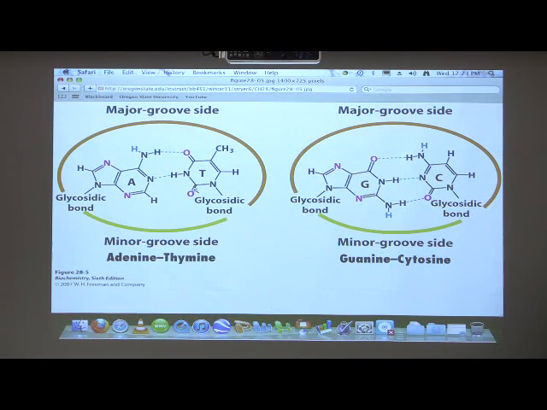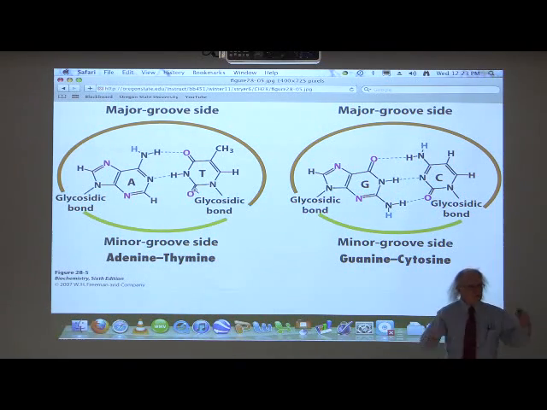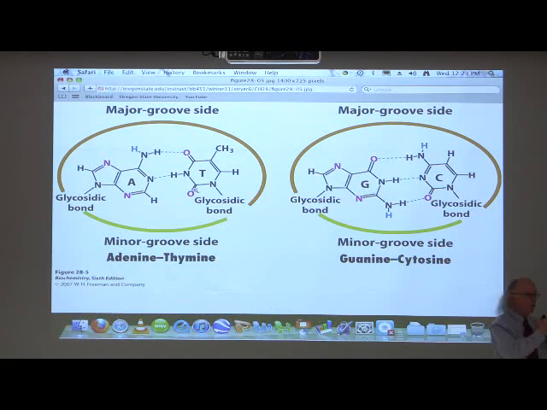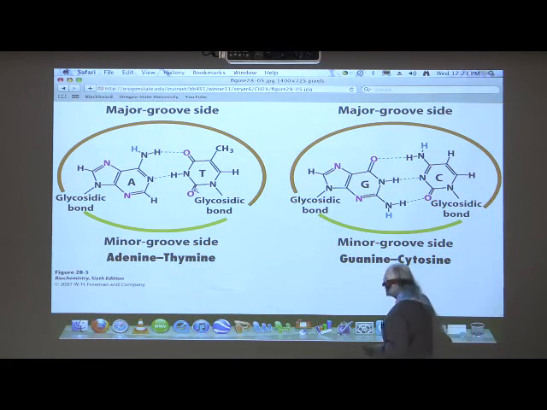That is important, as we will see later, because that means that GC base pairs are stronger. There's more energy holding them together. If we want to pull them apart, it takes more energy to pull them apart. AT base pairs only have 2 hydrogen bonds, and we can pull them apart much more easily.